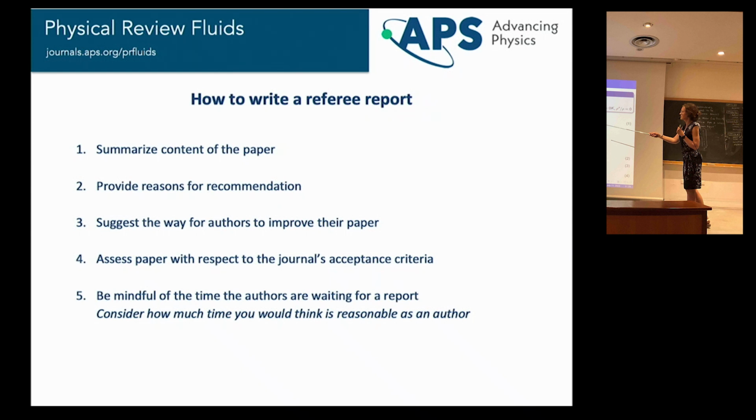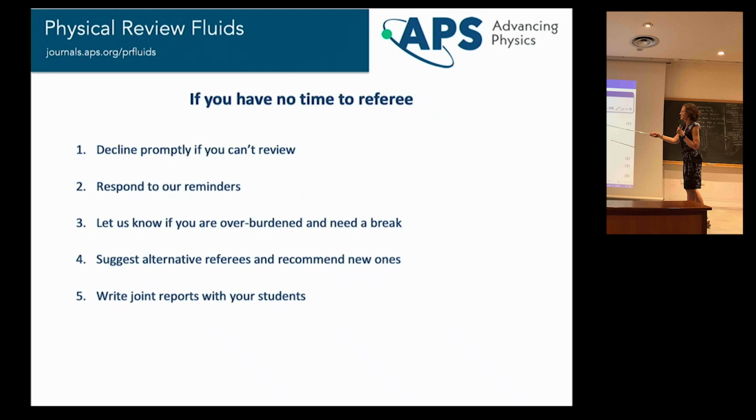Be mindful of the time that the authors are waiting. This is for the referees: we are reminded each Saturday morning that papers under review for more than 60 days need action. So you usually give 1 month. You can go a little bit beyond, but 2 months starts to be too long. And if you have no time to referee, just tell us. We understand. But tell us immediately so we can look for somebody else.